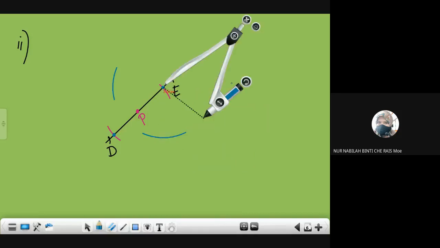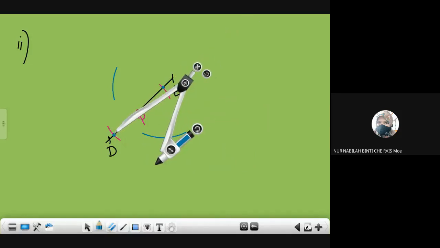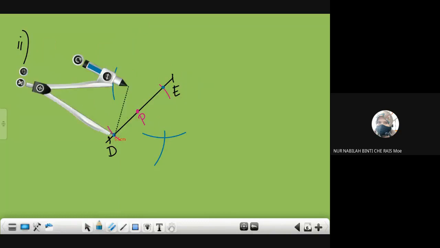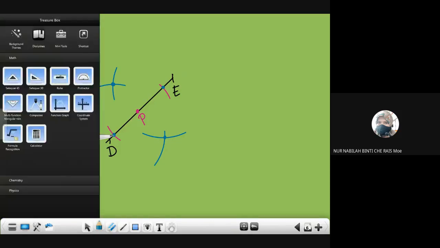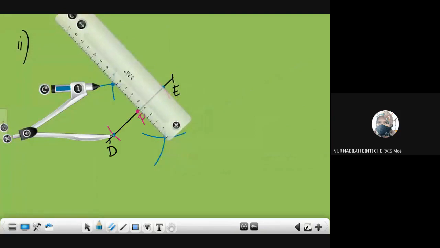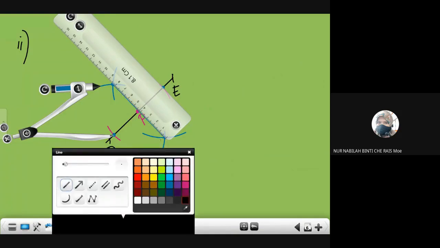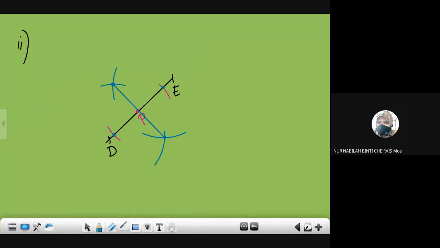So like this. And then you put at D. Okay, you put at D. So you draw an arch here, and also here. Okay, now you get another point here and also here. So what you have to do is you draw a line from here to here, then you will get a perpendicular line to this one. Okay, so this should be your answer.